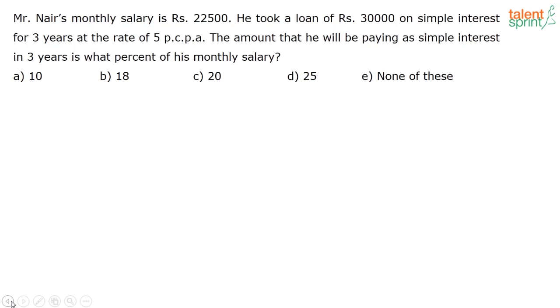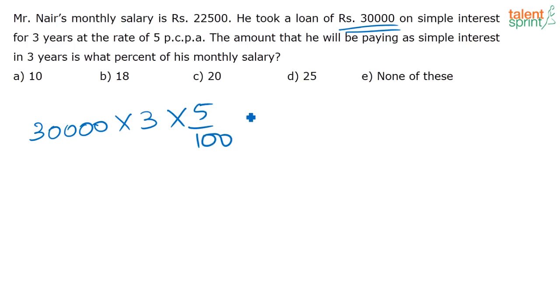He takes a loan of 30,000 on simple interest for 3 years at the rate of 5% per annum. The amount that he will be paying as simple interest in 3 years is what percentage of his monthly salary? So what is given? This person is taking a loan of 30,000, that is the principal, at simple interest for 3 years. T is 3. Rate of interest is 5 by 100.